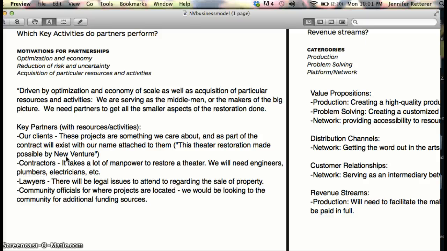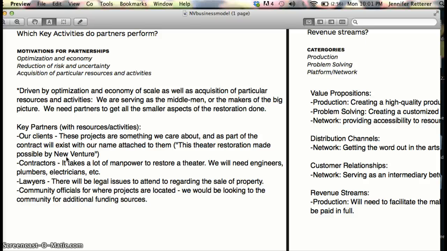So our key partners would be our clients. These projects are something that we care about, and as part of the contract will exist with our name attached to them. This theater restoration made possible by New Venture, because I haven't given it a name yet.